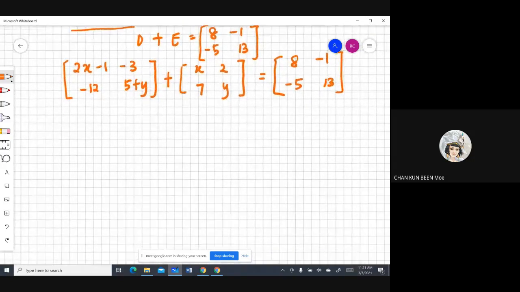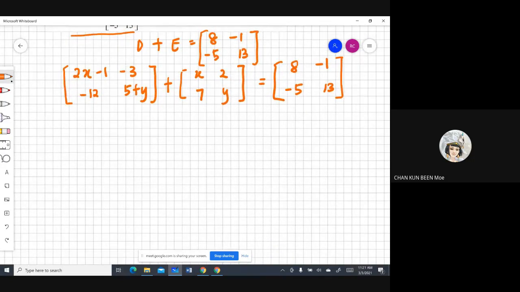We continue here. We know that when it comes to addition, you just have to add up the corresponding elements in the matrices. 2x minus 1 plus x. You write down everything. Negative 3 plus 2.